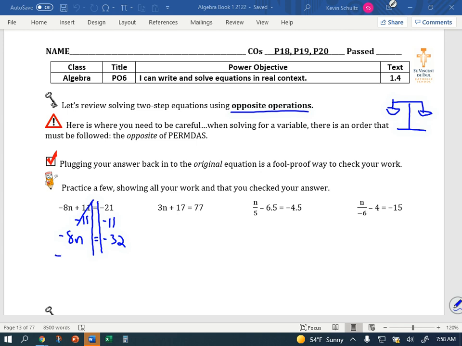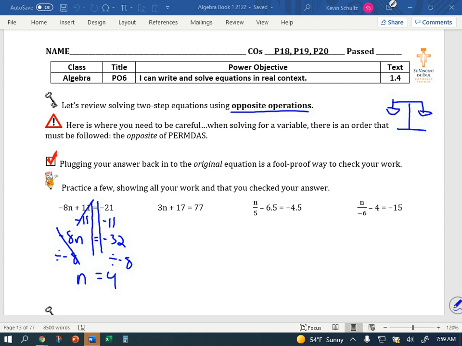Divide by negative 8. Don't forget that sign. Okay. On the right side, negative 32 divided by negative 8 equals positive 4. And how does dividing negative 8n by negative 8 cancel out the negative 8s? How do we get n by itself here? Mathematically, what's going on, Anthony?